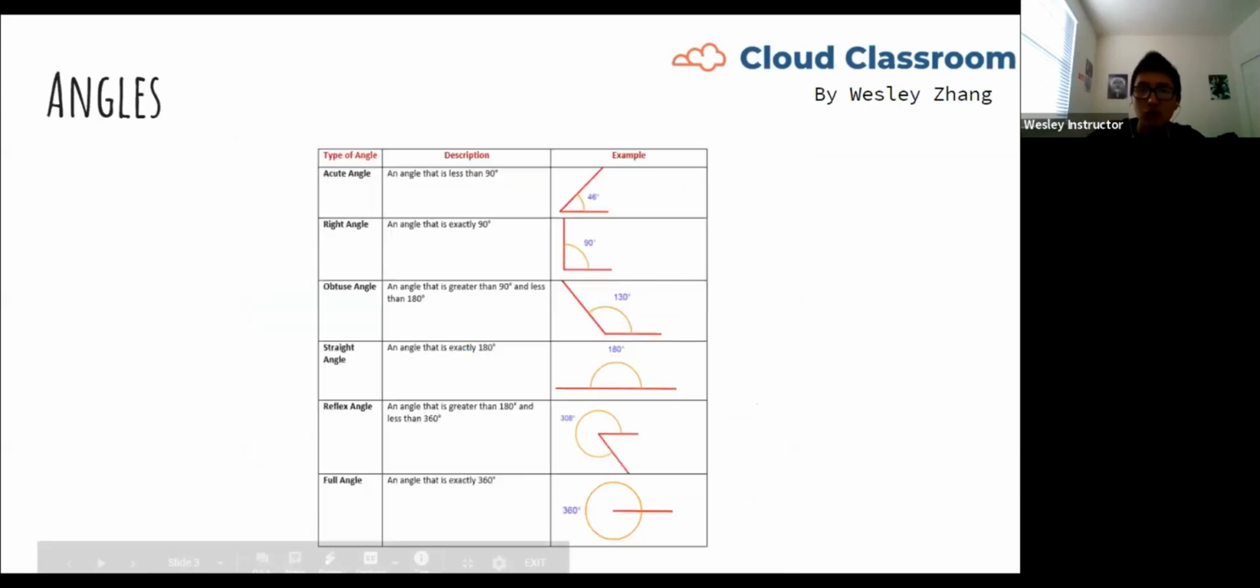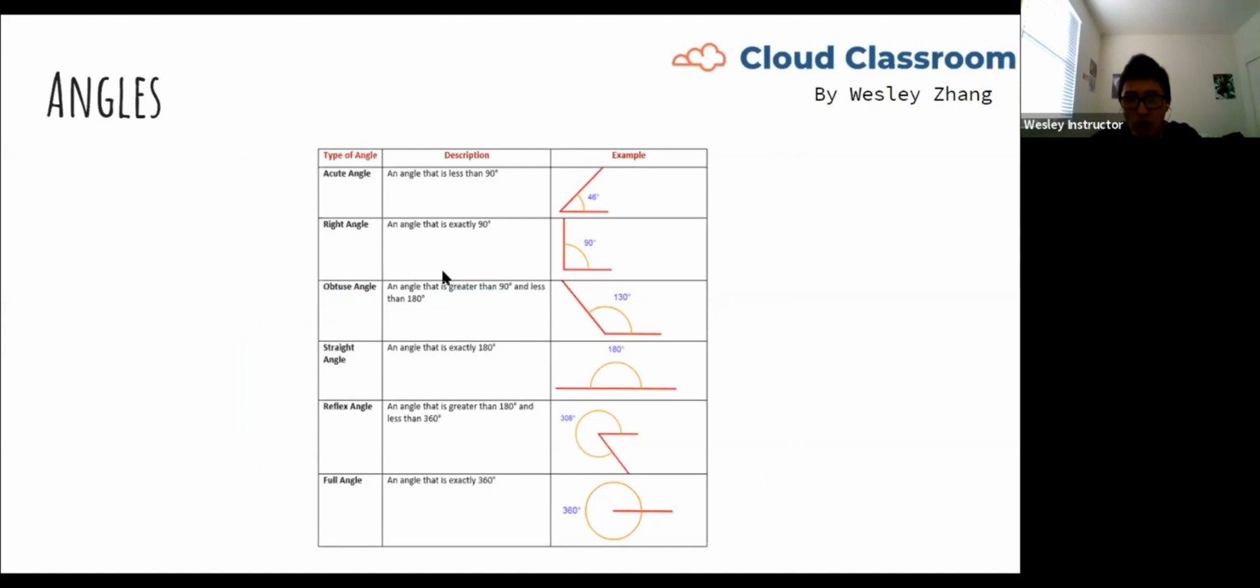All right, and here are some angles. I'm sure you guys know these already. An acute angle is an angle that's less than 90 degrees. A right angle is exactly 90 degrees. An obtuse angle is greater than 90 degrees and less than 180, but most of the time we just say an obtuse angle is greater than 90 degrees. A straight angle is exactly 180 degrees. So 180 degrees is a straight line.